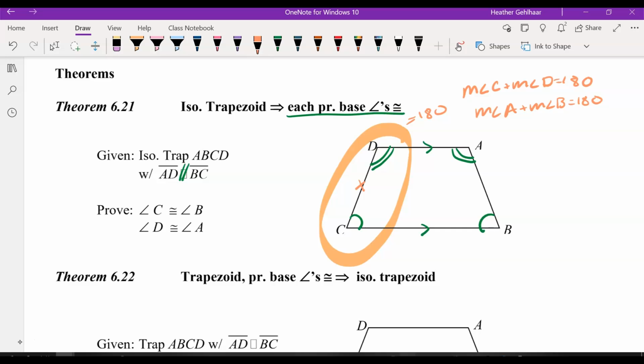Now, I want you guys to think about this. Let's go a little further here. I'm going to take these parallel lines and make them longer.